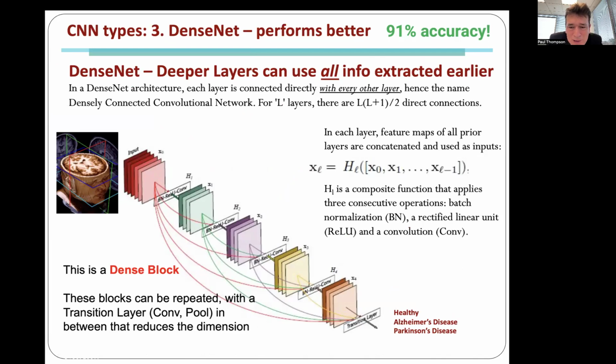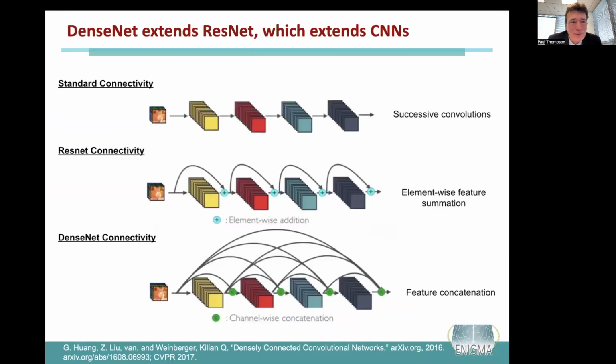DenseNet is a convolutional neural network that essentially filters data at different layers, but rather than throw the earlier layers away, it concatenates them with the later layers so that all of the multi-scale information is available for making a prediction. These are extremely good, 91% accurate at detecting Alzheimer's disease, very, very good performance.